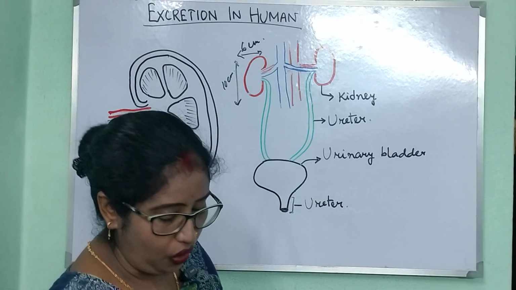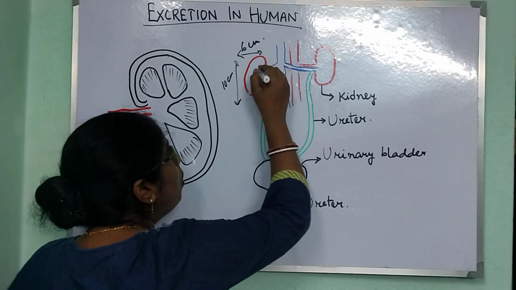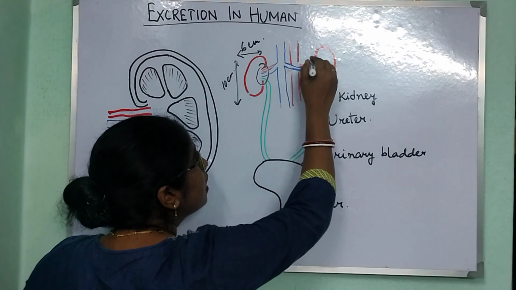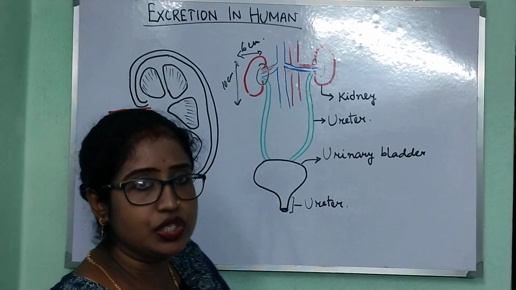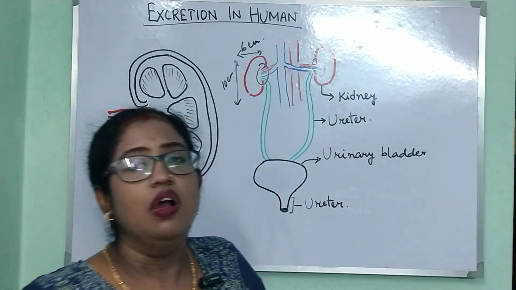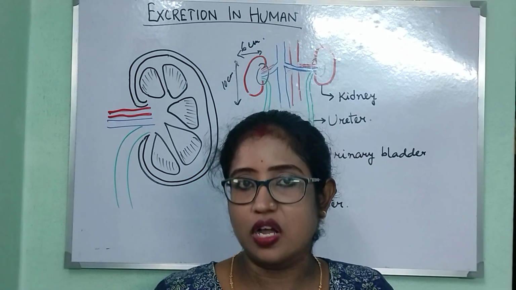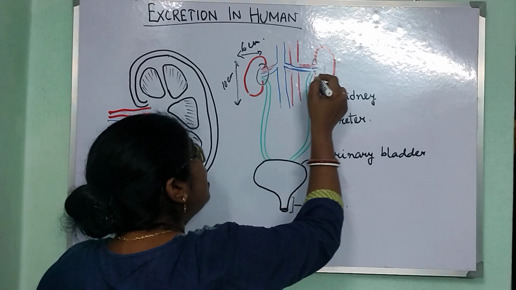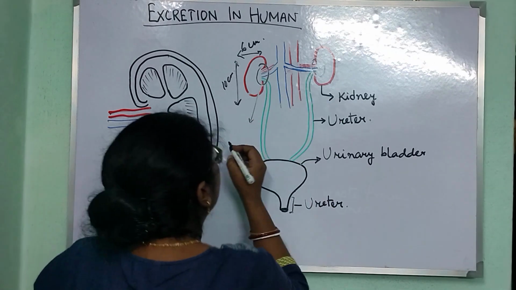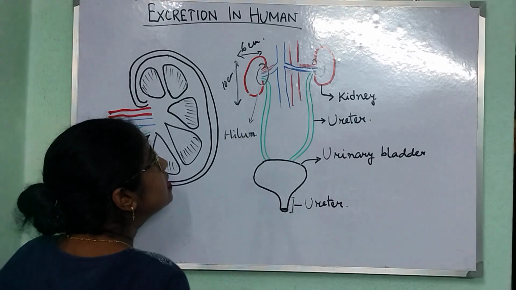There is a knob-like projection in this area. So there is a notch or knob-like structure in this area of the kidney, in the median portion of the kidneys. This notch-shaped structure is known as hilum. This is known as hilum.